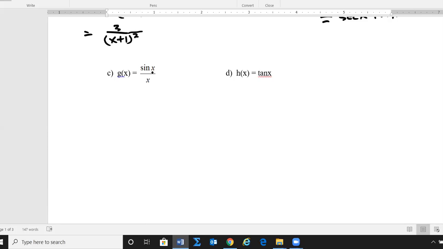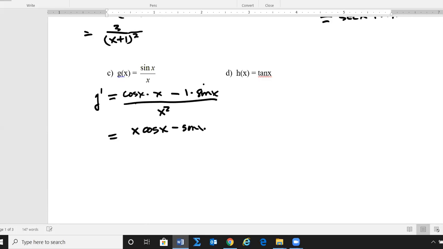Okay, we handled this before by treating it as a product of x to the negative 1 with sine of x. But now we can just jump right in and treat it as a quotient. So g prime would be the derivative of the numerator times the denominator minus the derivative of the denominator times the numerator, all divided by the denominator squared. So that's x cosine x minus sine x over x squared.